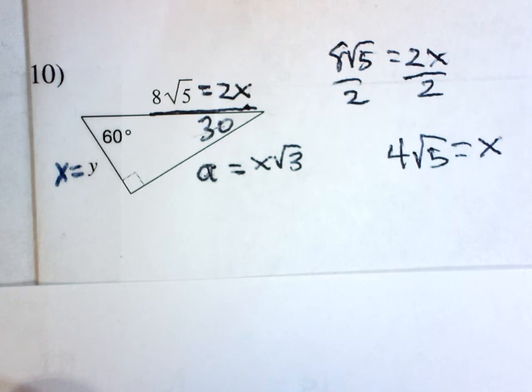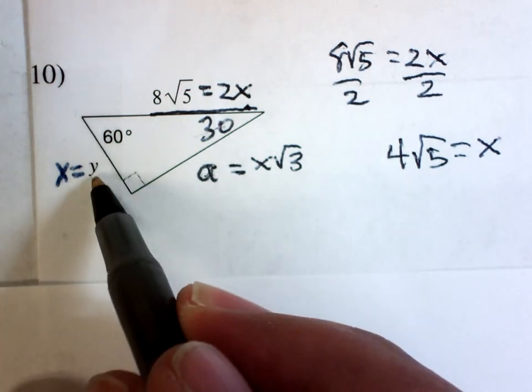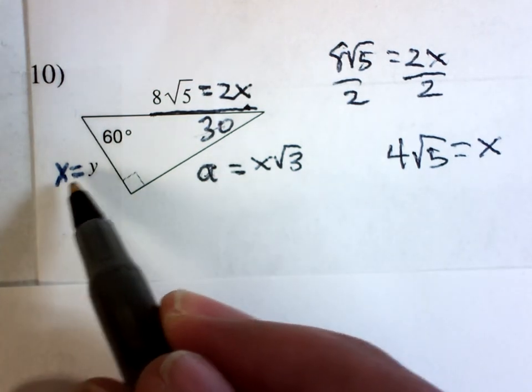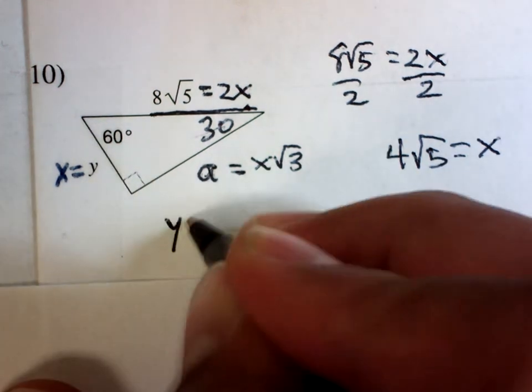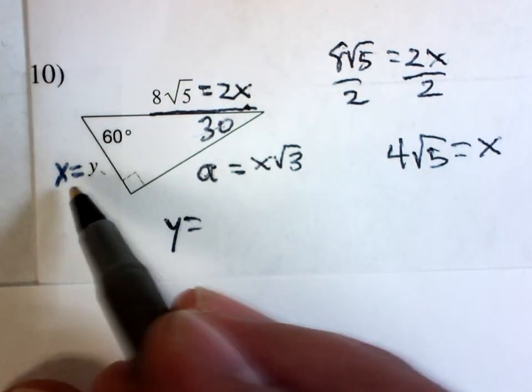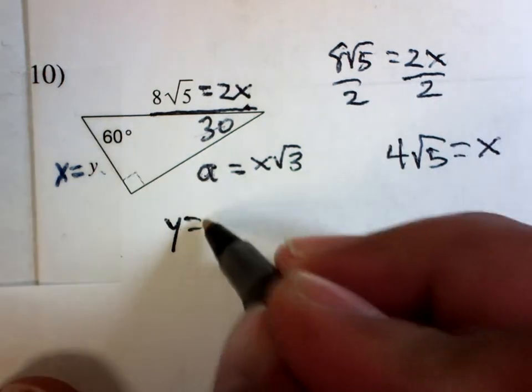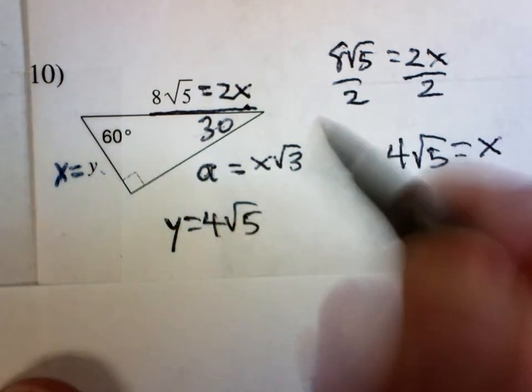So now, we just said right here that y is equal to x. So we're trying to figure out what y is. Well, if y equals x and x equals 4 root 5, then y has to be equal to 4 root 5.